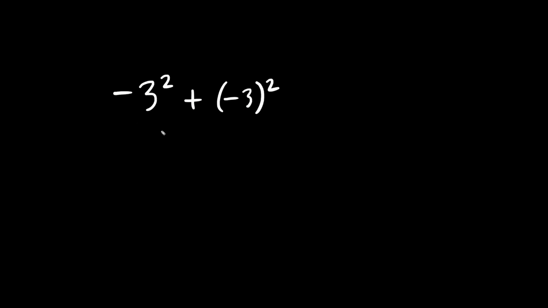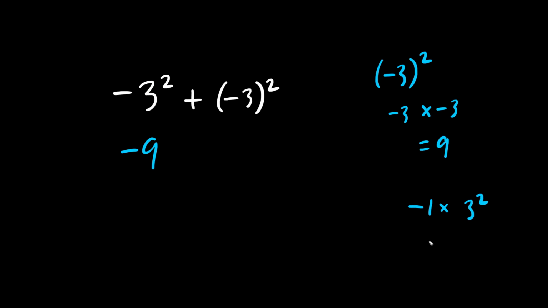Let's try another question. We have negative 3 squared, which is negative 9. Be careful. When we have brackets, negative 3 squared means negative 3 times negative 3, in which two negatives make a positive. 3 times 3 is 9. But here we have a negative in front of the 3 without a bracket. So this is equivalent to negative 1 times 3 squared. So this becomes negative 1 times 9, which is negative 9.